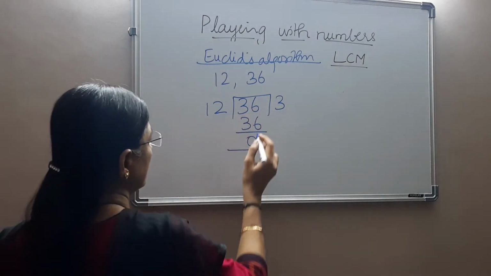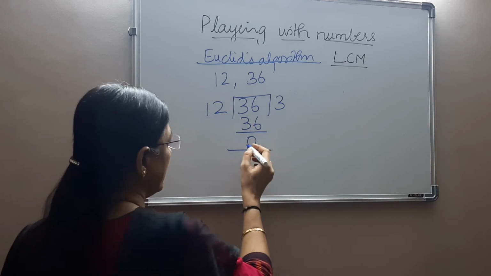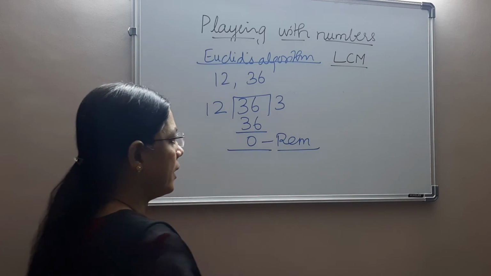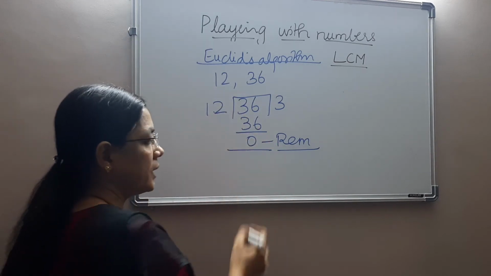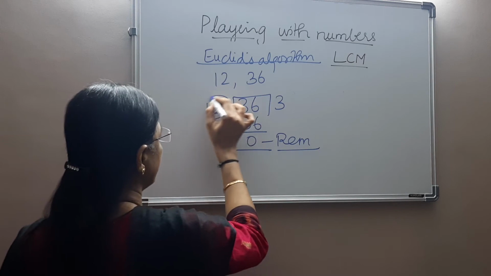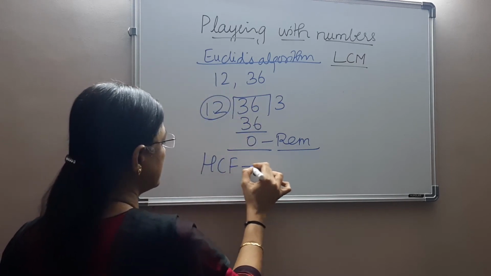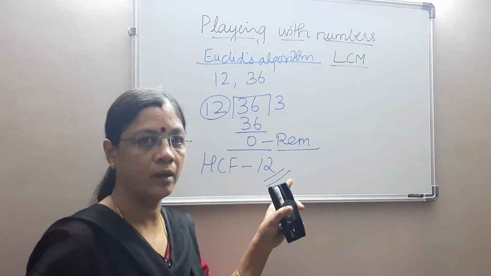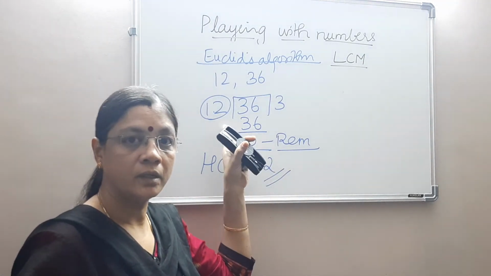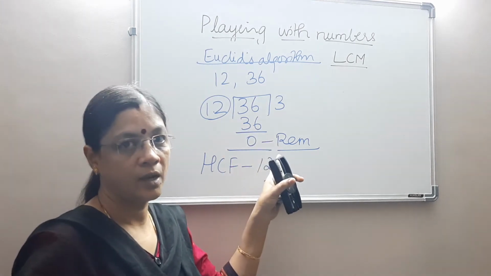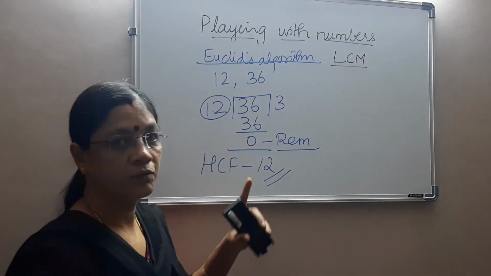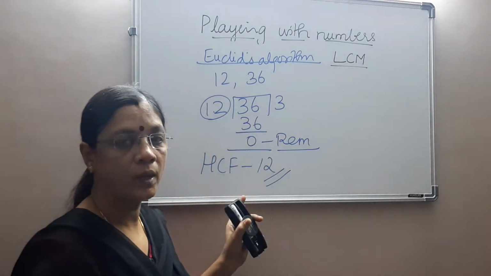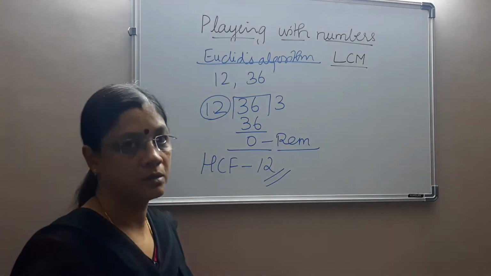So this is 12. Now what you need to remember is, whenever I get a remainder 0, the divisor which is responsible for getting 0 becomes the HCF. So that is what Euclid's algorithm says. Whenever I get remainder 0, the divisor responsible for the division and the remainder 0 becomes the HCF. So here 12 is the HCF because by dividing by 12 I get 0, isn't it? So 12 is the HCF for 12 and 36. Okay.